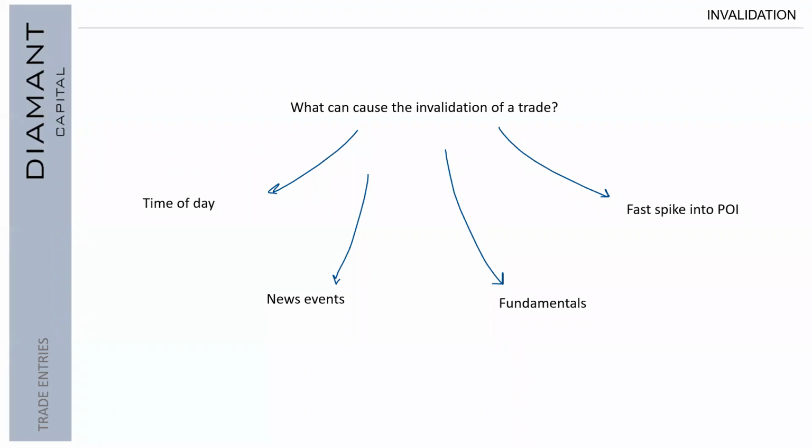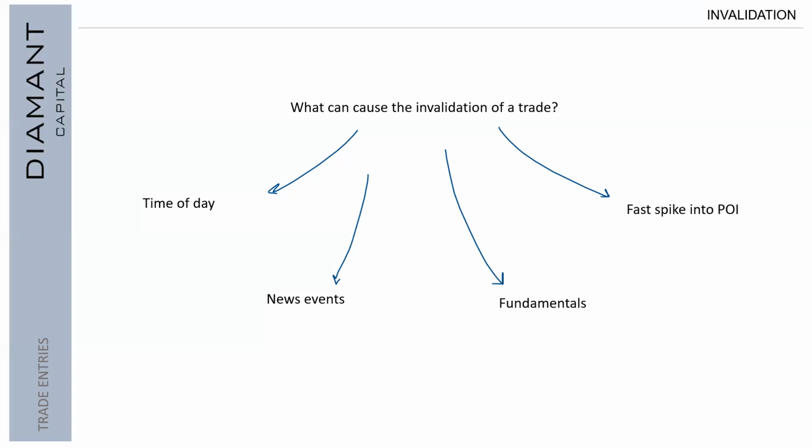So what causes the invalidation of a trade? First thing, and one of the most important things, is time of day. If you've got a perfect setup, the point of interest is about to hit, and you've got a nice stop loss going, everything like that, but it's almost midnight, it's almost Asian session, or you're trading at, let's say, 5 a.m. in the morning, the likelihood of that playing out is not too high, because we use time of day to also confirm our trades.